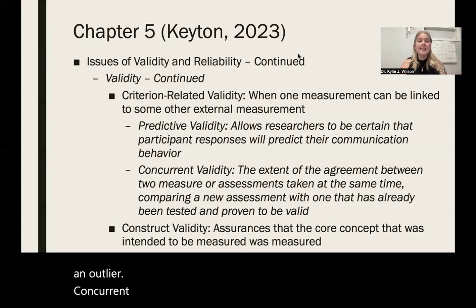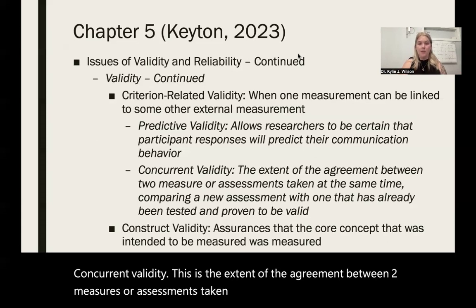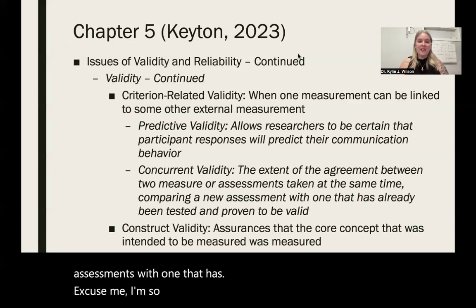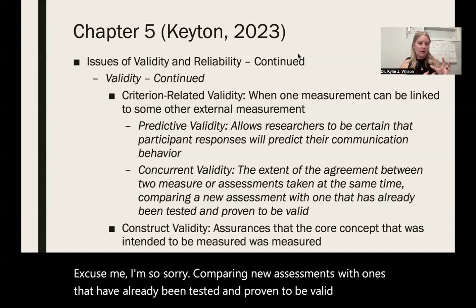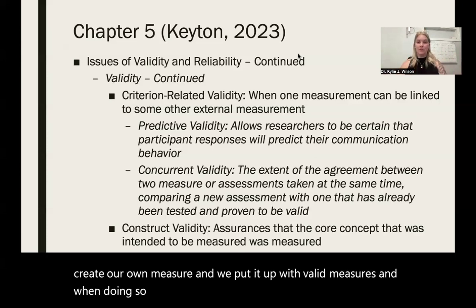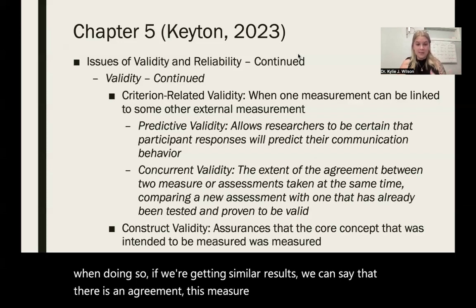Concurrent validity. This is the extent of the agreement between two measures or assessments taken at the same time, comparing new assessments with ones that have already been tested and proven to be valid. So we might create our own measure and we put it up with valid measures. And when doing so, if we're getting similar results, we can say that there is an agreement. This measure, this assessment has stood a test to be valid.